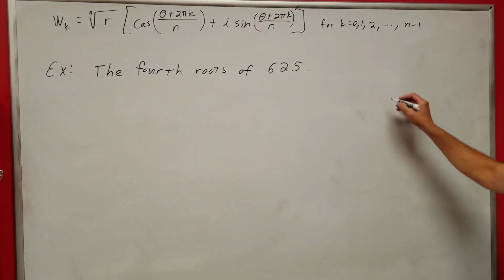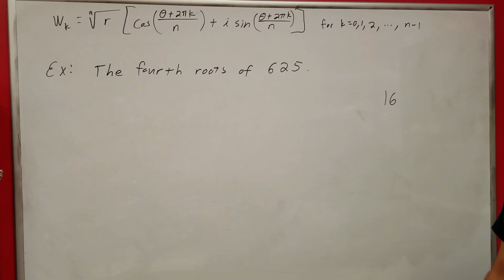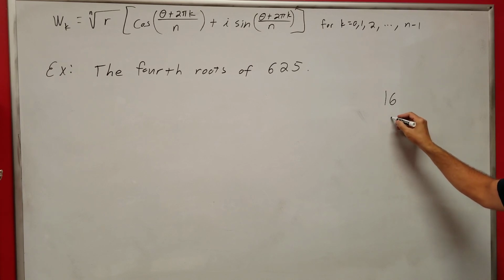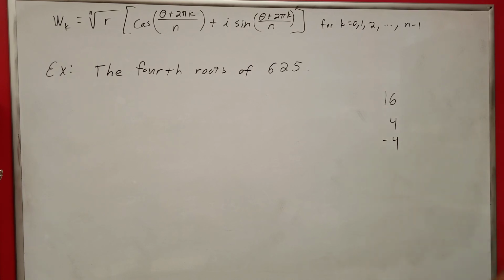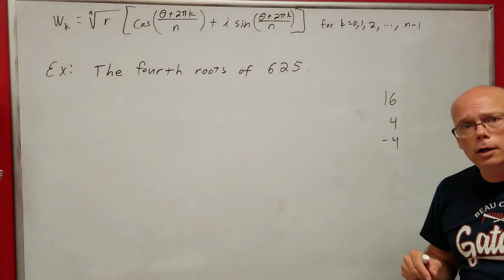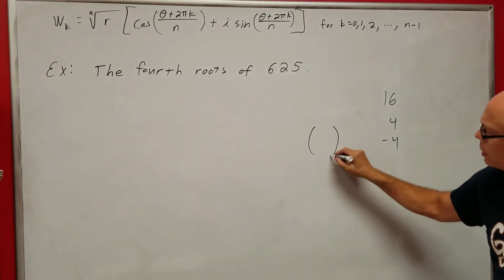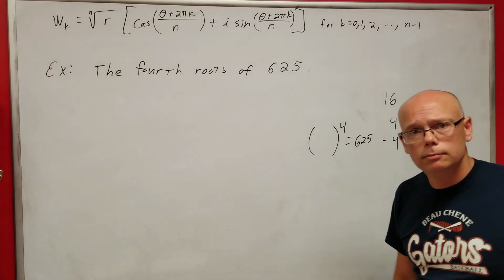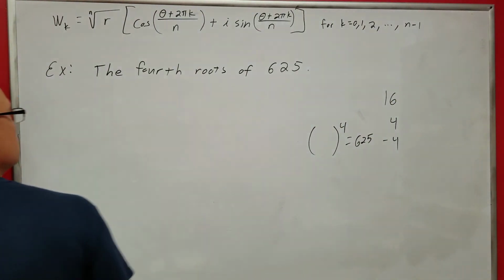What if I tell you to find the square roots of 16? Well, what would you maybe tell me? You'd probably tell me 4 and negative 4, right? Because those are the numbers that we square to get 16. So if I want to find the fourth roots of 625, they're asking us, what are those numbers that are raised to the fourth to give me 625? That's what I'm basically doing here.